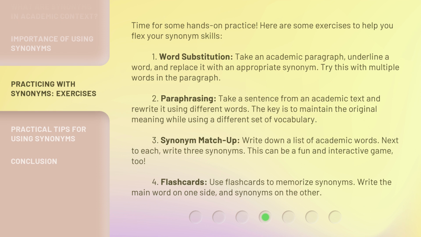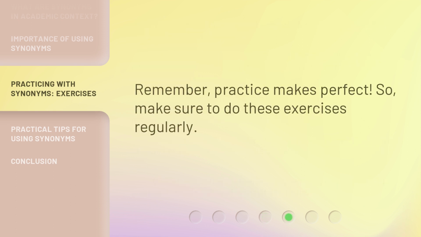3. Synonym matchup. Write down a list of academic words. Next to each, write 3 synonyms. This can be a fun and interactive game. 4. Flashcards. Use flashcards to memorize synonyms. Write the main word on one side, and synonyms on the other. Remember, practice makes perfect. So, make sure to do these exercises regularly.